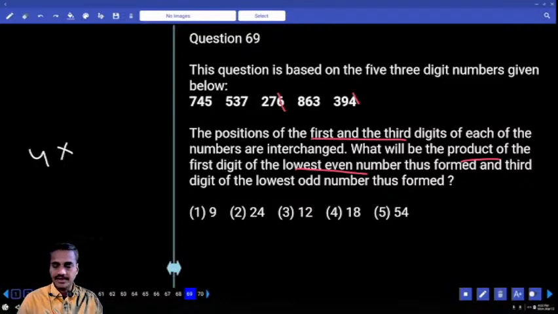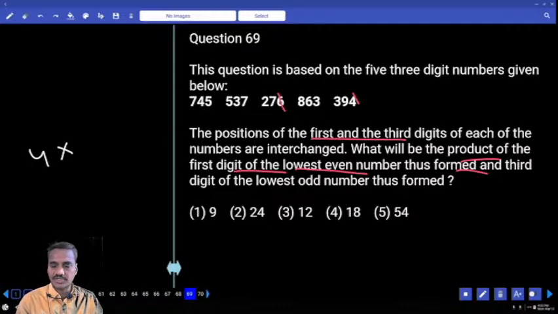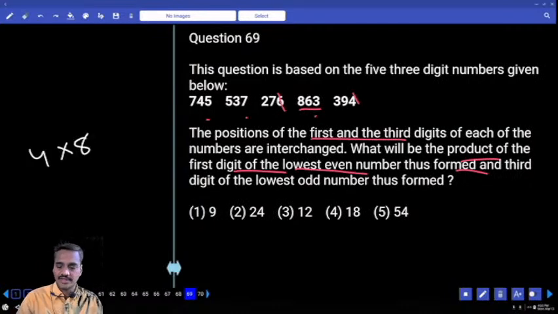Then, the first digit of the lowest even number and the third digit of the lowest odd number. Lowest odd number: 5, 7 and 3. Now 3 is the lowest odd. And so 4 into 8. Now here, is he asking about the product or the sum? Product. Product is 4 into 8, which is 32.